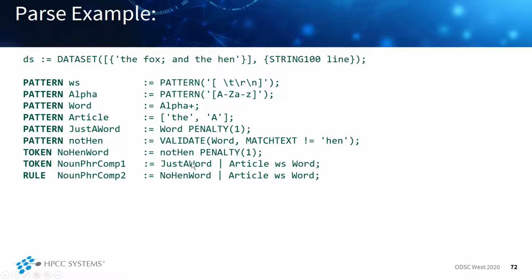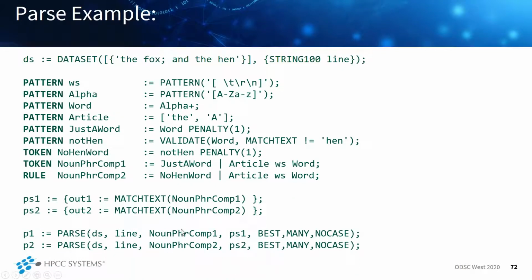If I find just a word, I'm done. I'm not even going to search for article whitespace word. The rule will continue to search and find the match. And if it finds both of them, it's going to use the pattern that has the lowest penalty, which in this example will be article whitespace word because that doesn't have a penalty. No hen word does have a penalty.